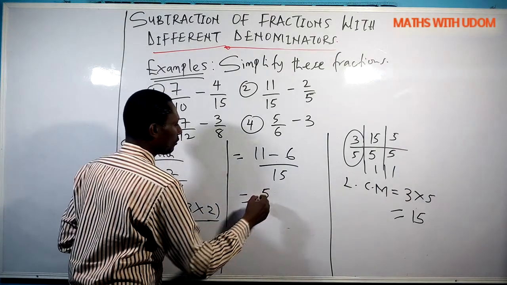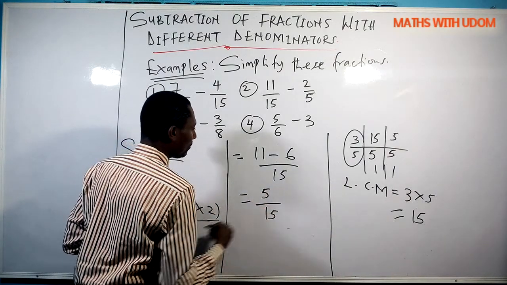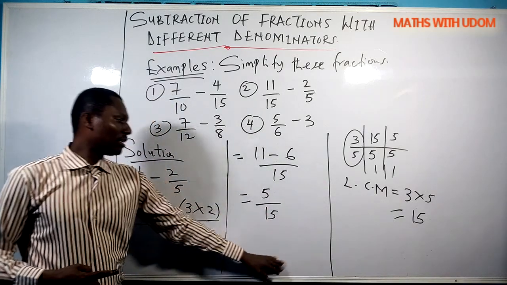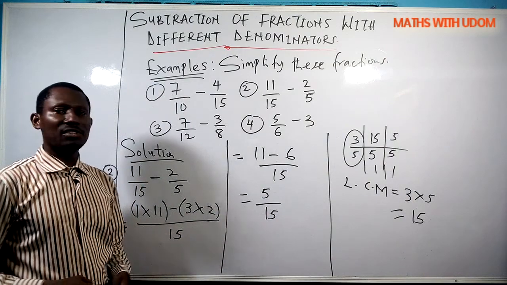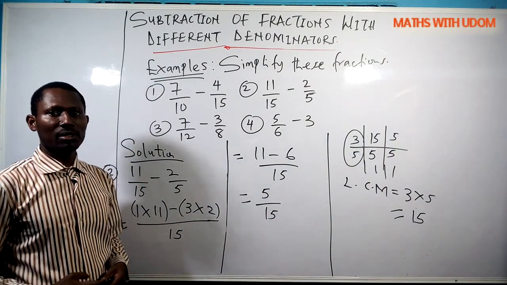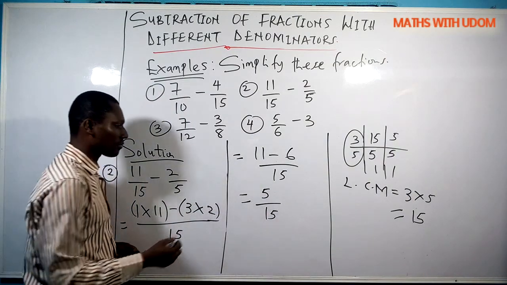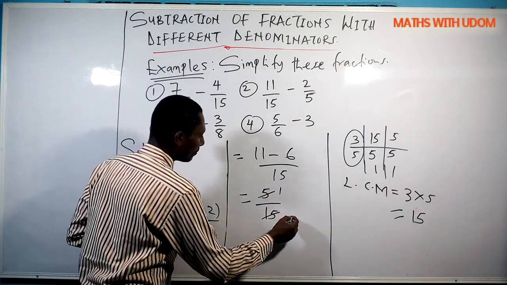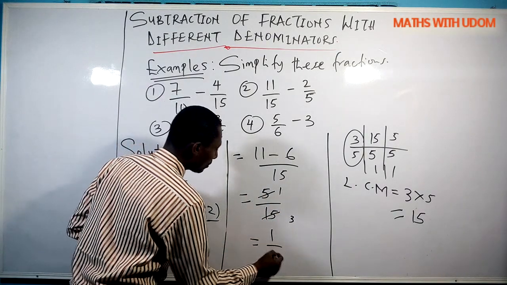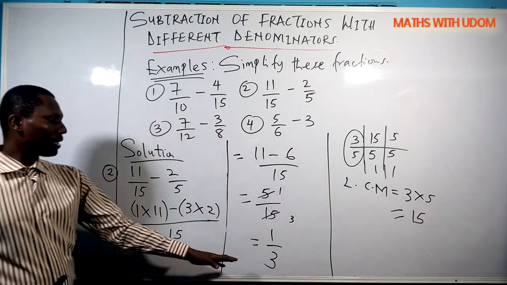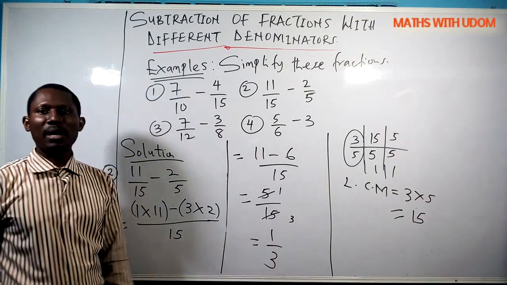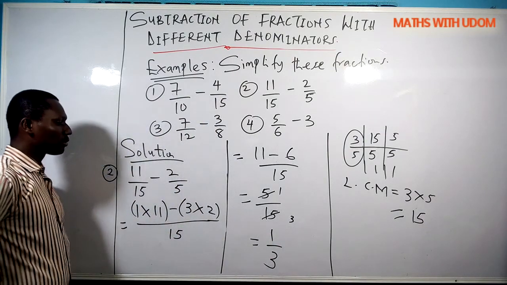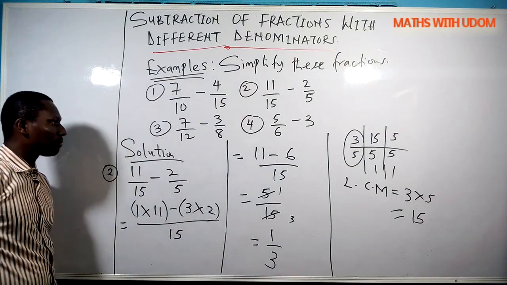So that will be 5 divided by 15. We cannot leave the answer this way because 5 can still go through both numbers. We have a common factor, which is 5. So 5 here 1, 5 here 3. So our final answer is 1 over 3, which is a proper fraction. Is that okay? Very clear. That's good. Let's move to the next example, example 3.